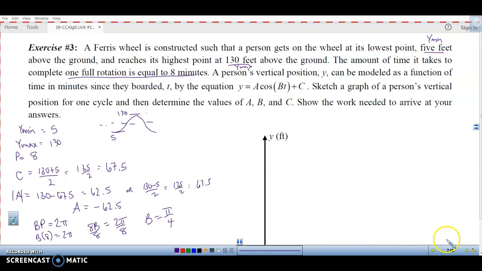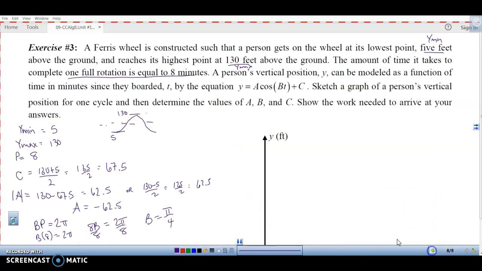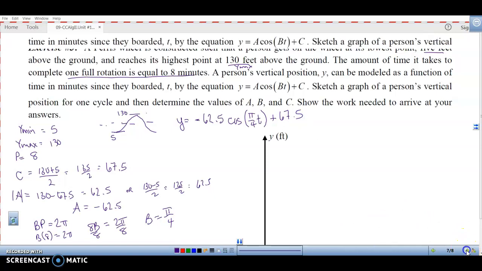Okay, so let me put that on my sketch. This is going to be at 8, right there. That's my period. All right, so my equation is going to be y equals negative 62.5 cosine. B we just figured out is pi over 4 t, instead of x. There we go. And then plus c, which we said was 67.5. All right, let me go back to my picture here and sketch this.